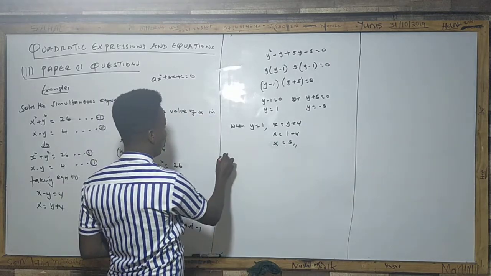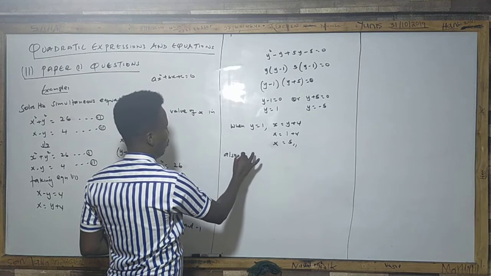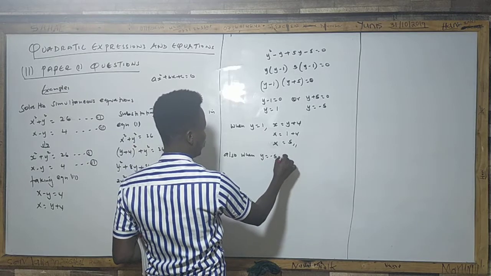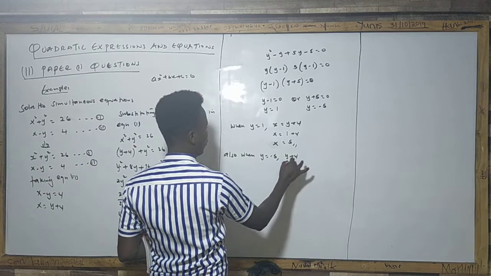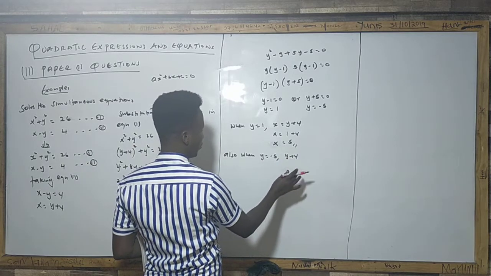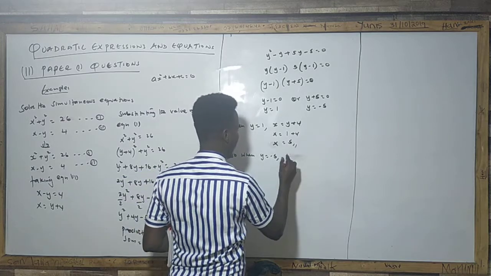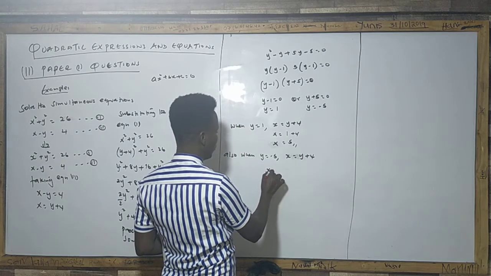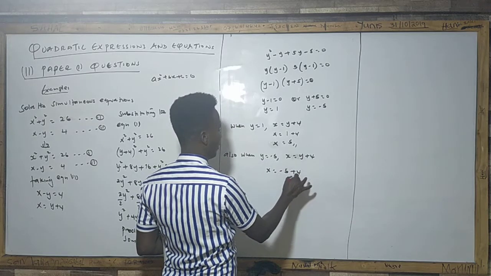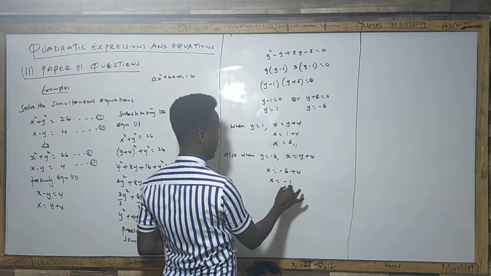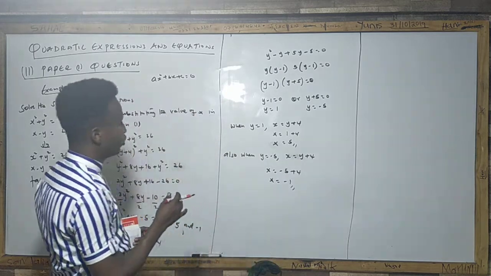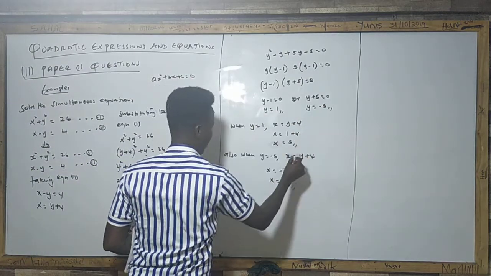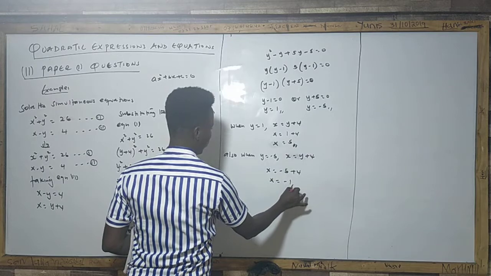Then also, when y is equal to negative 5, remember x will be y plus 4. So we are going to say x is equal to y plus 4. Then now x will be negative 5 plus 4. So x is equal to negative 1. So these are the possible values for this question.